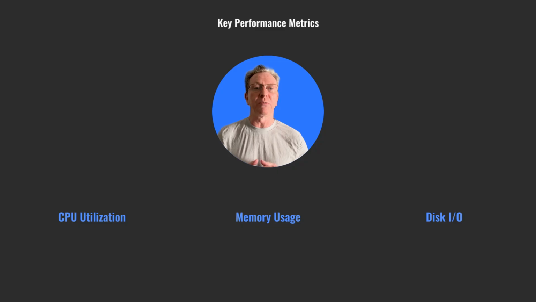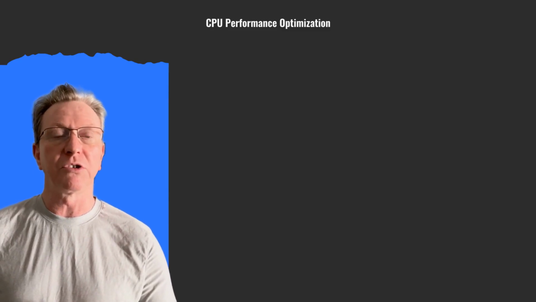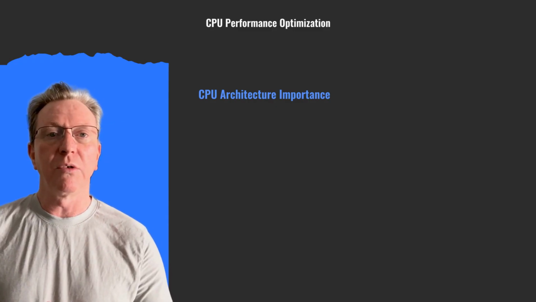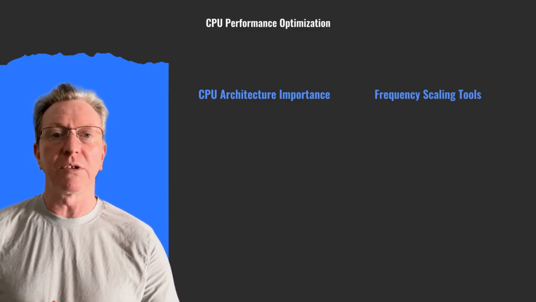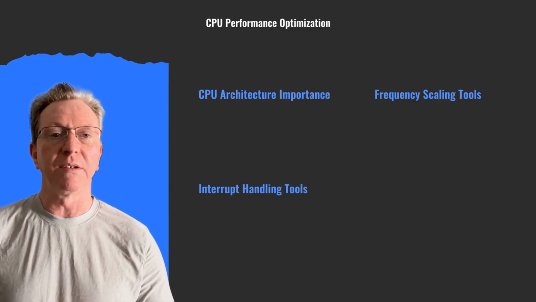Now, let's explore CPU performance optimization, focusing on architecture, schedulers, and frequency scaling using tools like cpufrequtils and irqbalance. Let's dive into CPU performance optimization. Understanding your CPU architecture is crucial. Use tools like cpufrequtils to manage frequency scaling and irqbalance for interrupt handling.